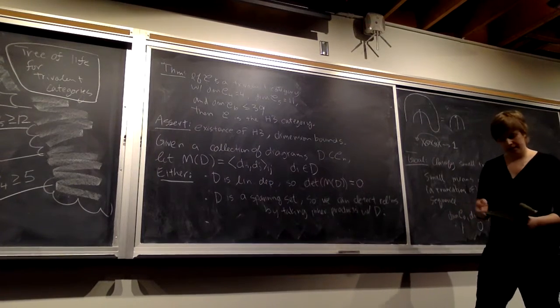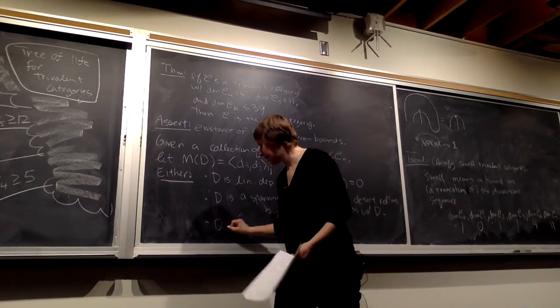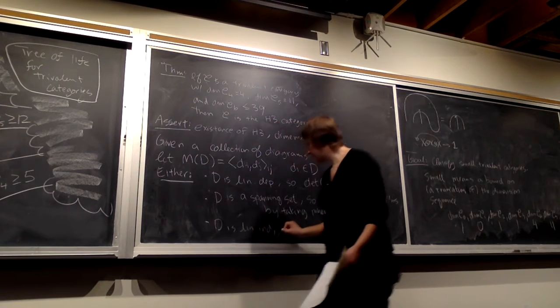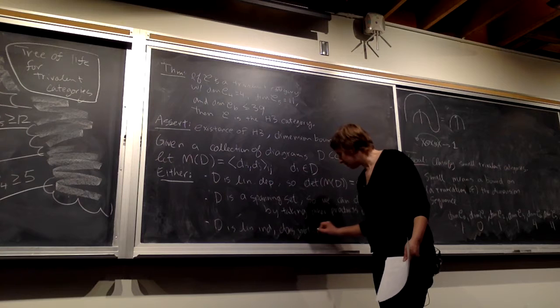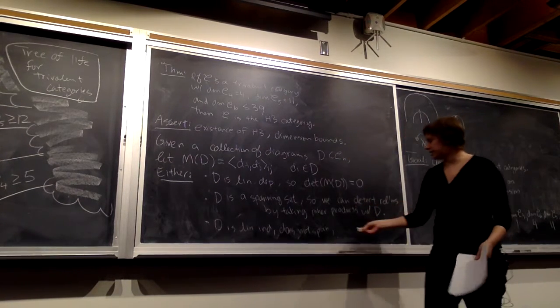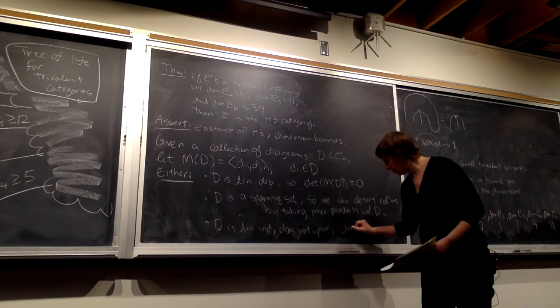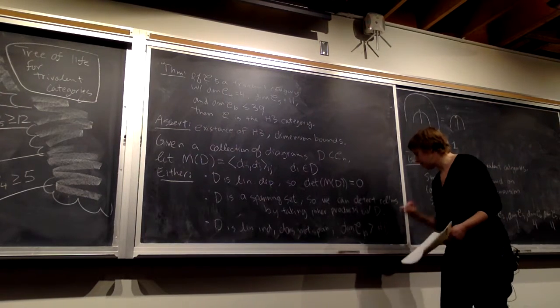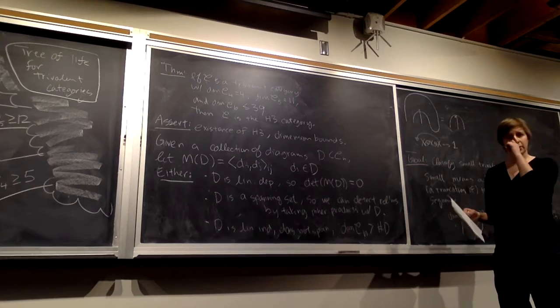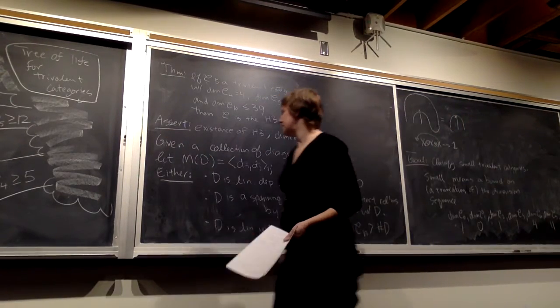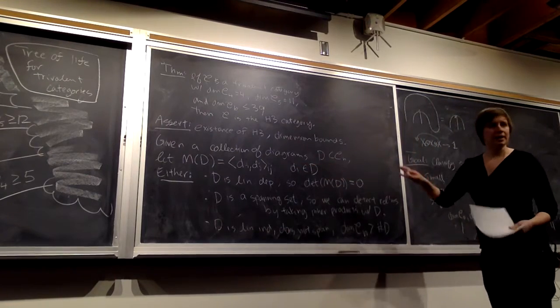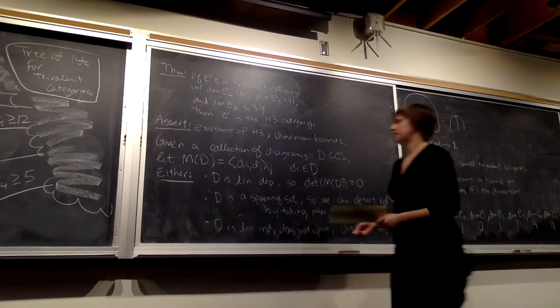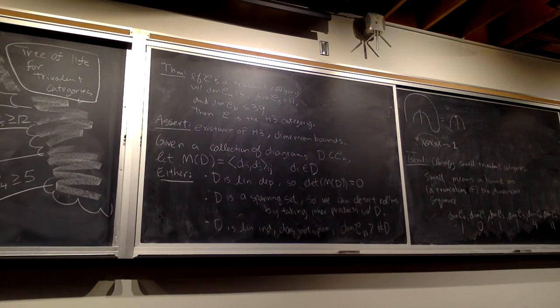The other possibility is that D is linearly independent and does not span. That tells us that the dimension of the space that D is in is more than the number of diagrams in D. Basically, everything we prove in this tree is choosing D appropriately at the right depth to see that either you have some relation and you can get some mileage out of that relation, or your set is even bigger than D and you just can't say anything about it.